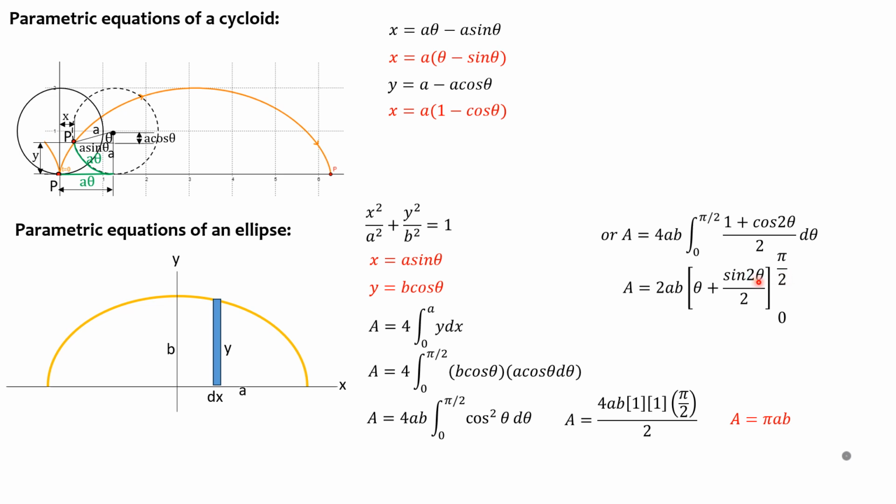We know that sine of 2 times pi over 2 is sine of pi, and sine of pi is 0. So this is 2ab quantity theta of pi over 2, plus sine of 2 times pi over 2, minus lower limit 0, then sine of 0 is also 0. So sine of pi is 0 divided by 2, 0. So that's why 2ab times pi over 2, it is also pi ab. So that's it for this video.